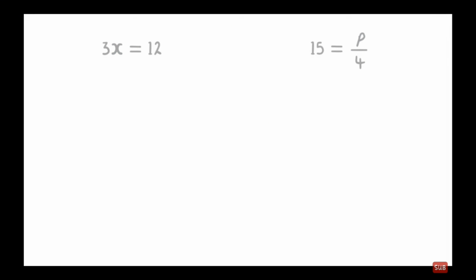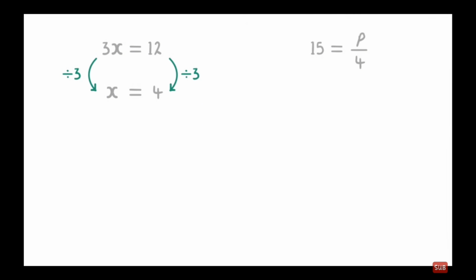So in this first one, to get x by itself, we need to get rid of this 3. As the x is currently being multiplied by it, to get rid of it, we're going to have to do the opposite and divide by 3. So we need to divide both sides by 3. On the left, 3x divided by 3 gives us 1x, or just x. And then on the right, we do 12 divided by 3 to get 4. So x must equal 4.